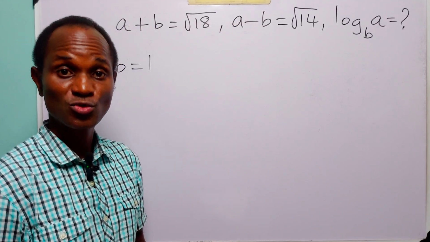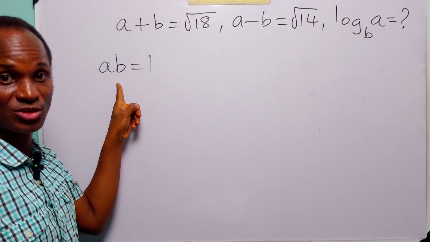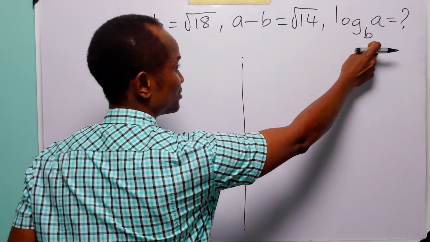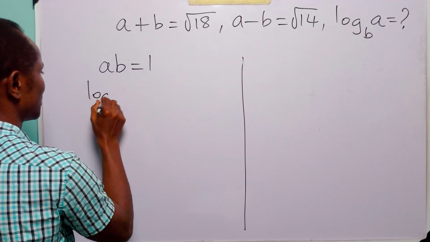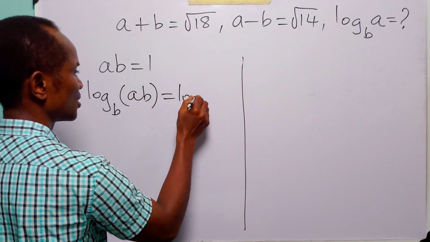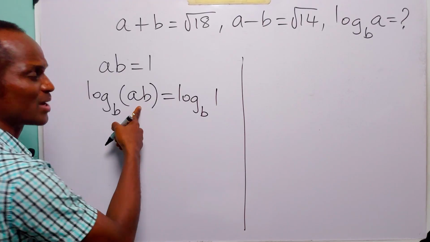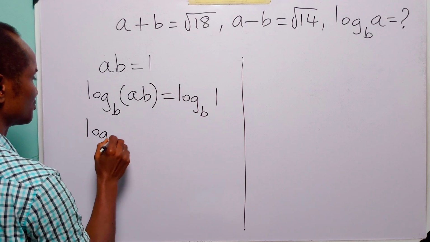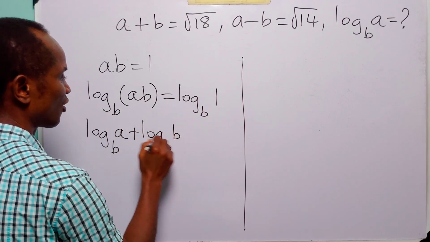Now at this point, there are two ways of calculating log to base b of a from this equation. The first method is, we take log to base b of both sides of this equation. That is, log to base b of ab is equal to log to base b of 1. Remember that when we have a product like this, the left-hand side is going to be equal to log to base b of a plus log to base b of b.